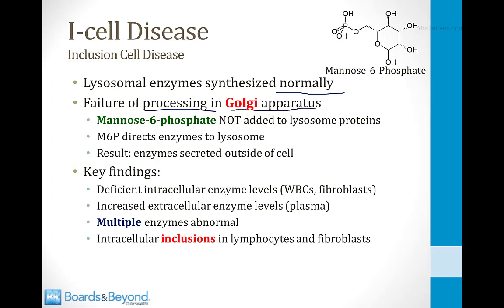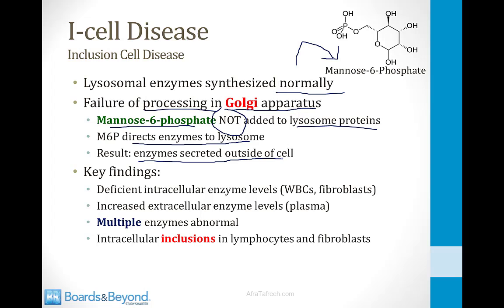Normally in the Golgi apparatus, mannose-6-phosphate is added to lysosomal proteins. This is the structure of mannose-6-phosphate on the top of the screen here to help you remember that it's important in the Golgi apparatus. When it gets added to lysosomal proteins, it directs those enzymes to the lysosome. What happens in I-cell disease is that mannose-6-phosphate does not get added to lysosomal proteins. As a result, those enzymes get secreted outside of the cell instead of going inside of the lysosome.